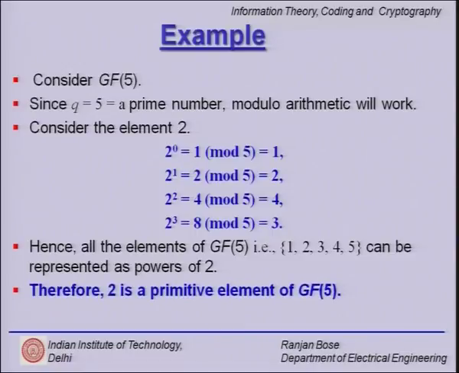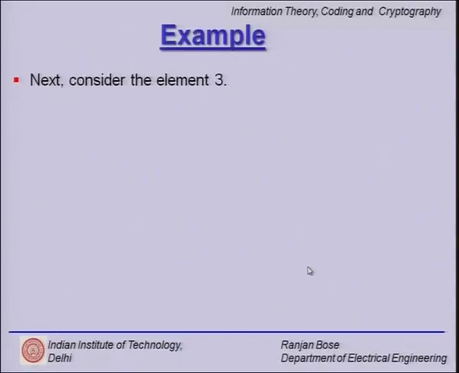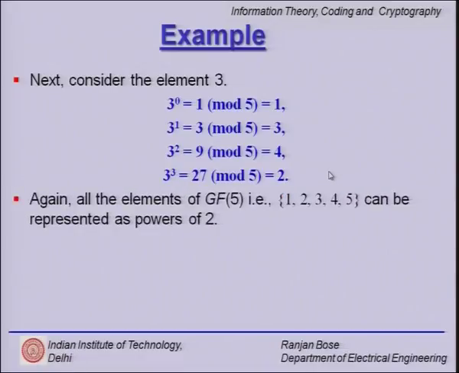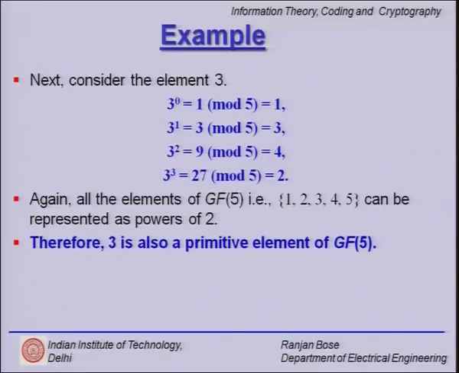So 2 is a primitive element of the field GF5. Let us look at yet another example over GF5. Let us take the element 3. Now 3 raised to the power 0 is 1, 3 raised to the power 1 is 3, and so forth, and once again we are pleasantly surprised to see that all the 4 elements other than 0 are represented as some power of 3. Consequently, 3 is also designated as one of the primitive elements of GF5.